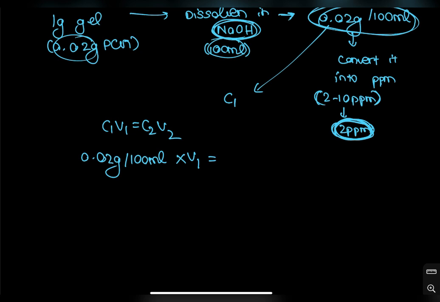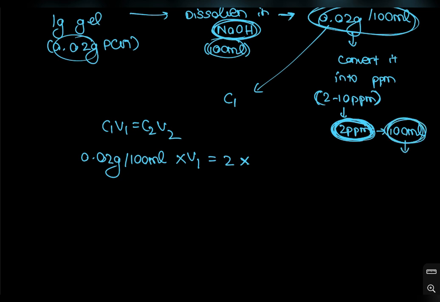We want to convert it into a 2 ppm solution, which I've already covered in a previous video. So in case you don't understand this at this pace, you can watch that video. This is 2 ppm into V2. Let's say we want to convert it into 100 ml of 2 ppm solution. This term actually can be anything.